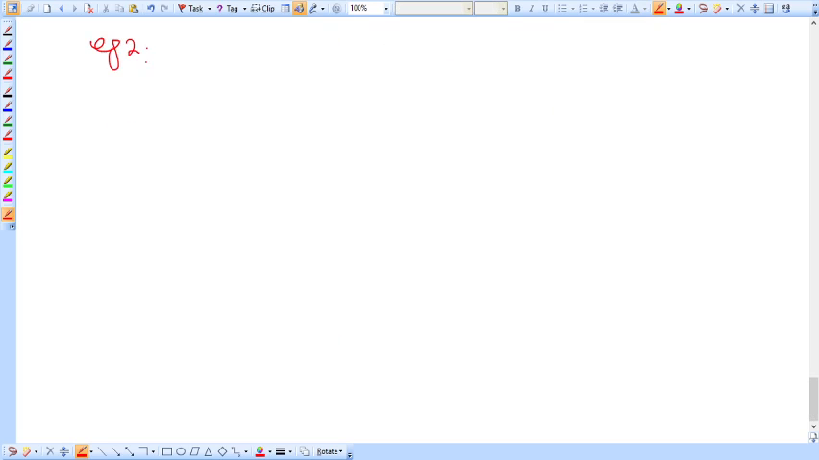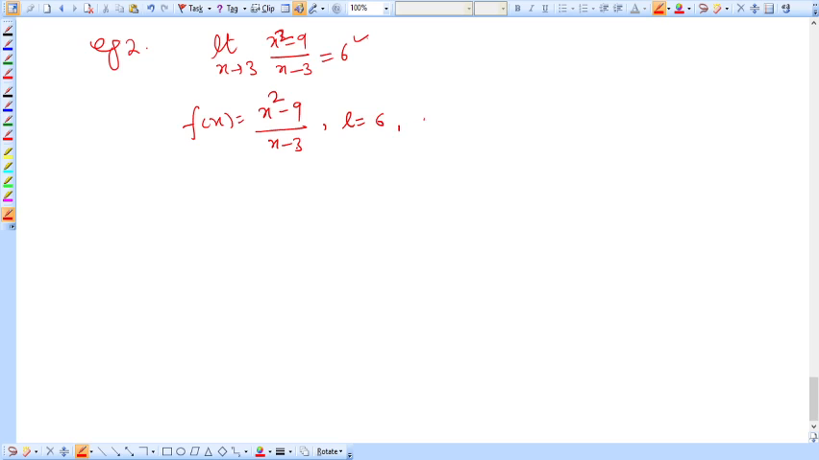Example 2. By the epsilon delta definition, prove that the limit as x tends to 3 of x square minus 9 divided by x minus 3 is equal to 6. Okay, so let us prove this with the help of the epsilon delta definition. Again you see, f of x here is x square minus 9 over x minus 3, and L is equal to 6 and a is equal to 3.